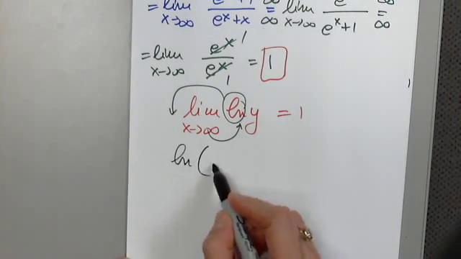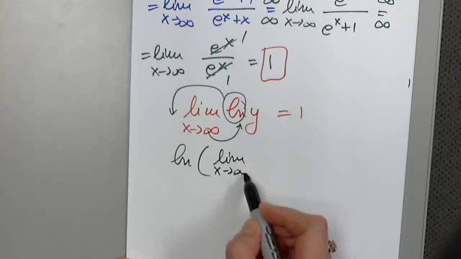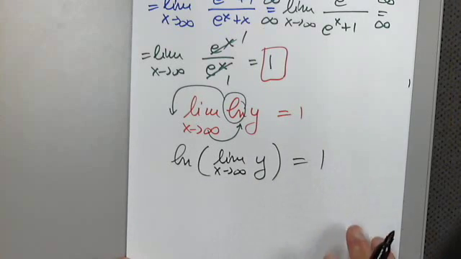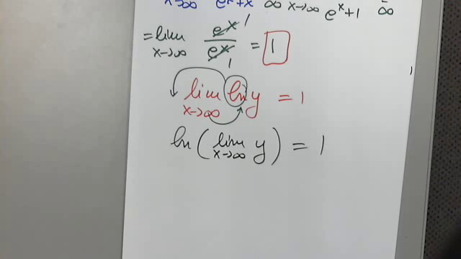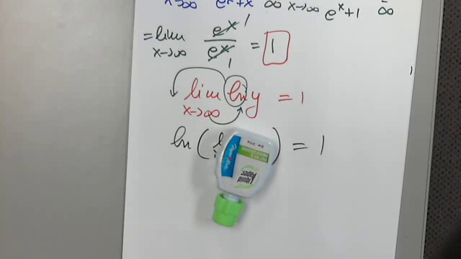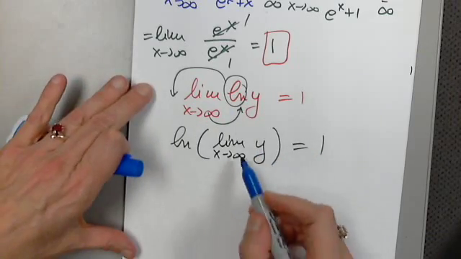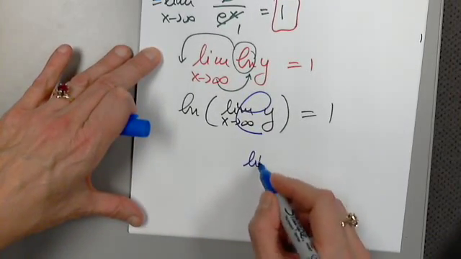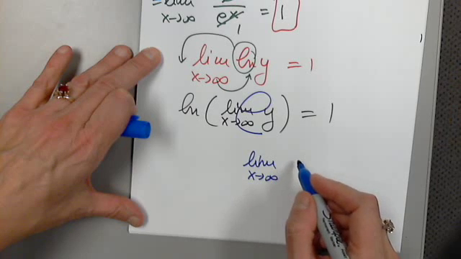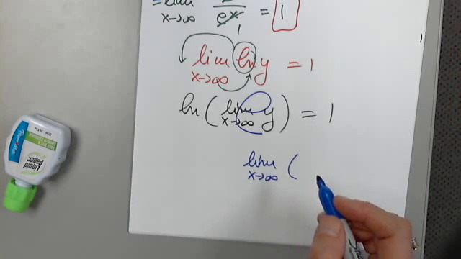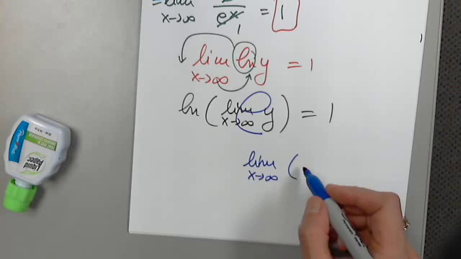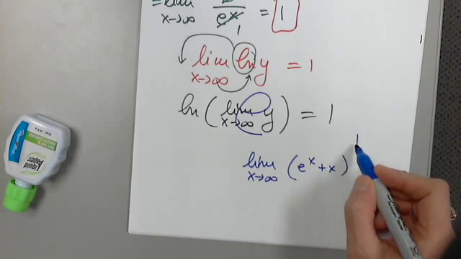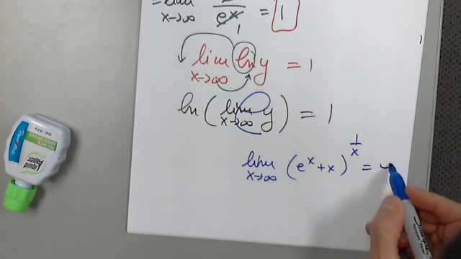So then now I have natural log of the limit as x approaches infinity of y is 1. So now I know what the limit equals, because I know there is only one number whose natural log is 1, e. So therefore, this must be e, which means the limit as x approaches infinity of the function e to the x plus x, everything to the 1 over x, is e.